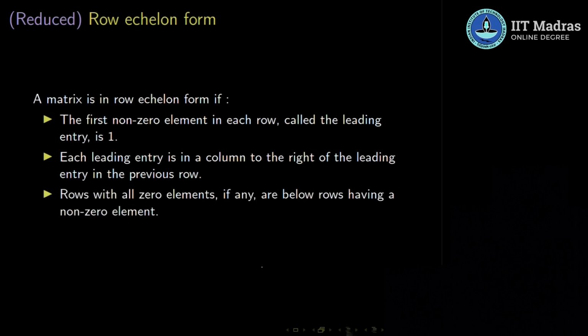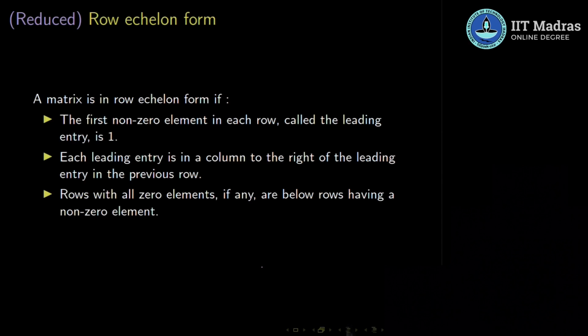Okay. Let us look at the next requirement. Rows with all 0 elements. If there are rows which are entirely 0, then they must lie at the bottom of the matrix, they must come at the end. They must be below those rows which have a non-zero element. Okay. So, these three are the requirements for a matrix to be in row echelon form.